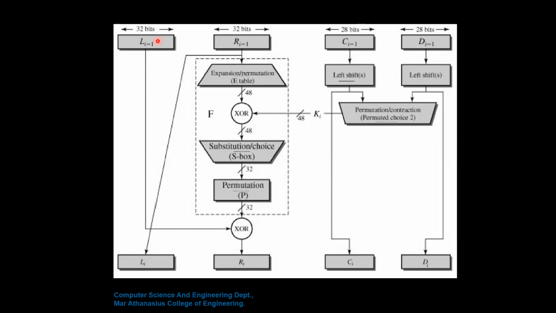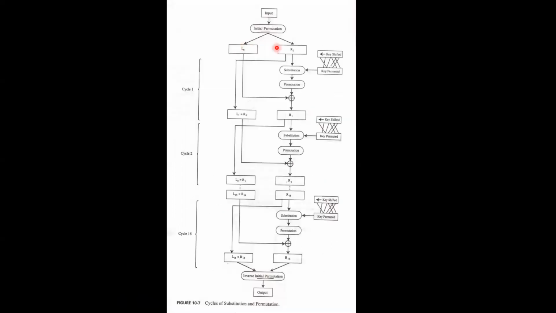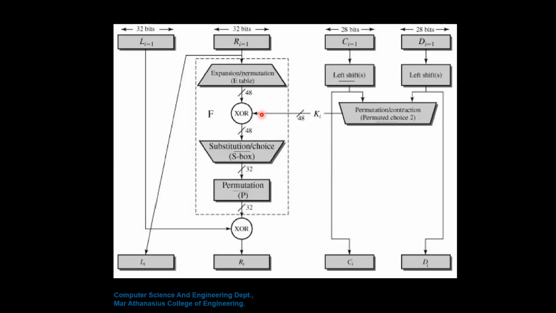One half is called the left half and the other the right half, each of size 32 bits, because after the initial permutation, we divide the 64-bit block into two halves called left half and right half, each of size 32 bits. The same thing is given as input for every cycle. So let us generalize it. For a cycle i, it gets the input as Li-1 and Ri-1.